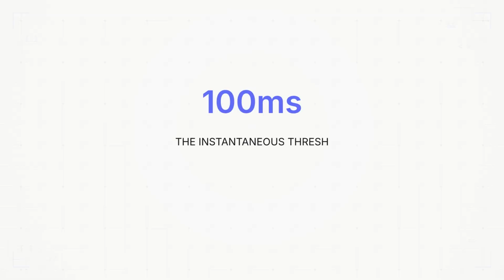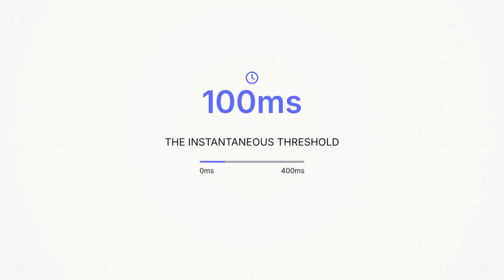In the world of software, speed isn't just a metric, it's a feeling. There's a precise scientific boundary where a user stops feeling in control and starts feeling like they are waiting for a machine. This boundary is exactly 100 milliseconds.